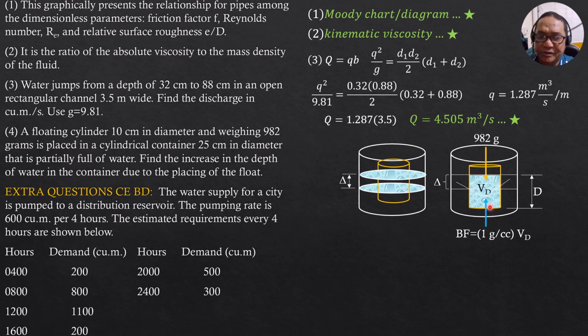Now, the radius of the floating cylinder is 5 cm. The radius of the container, bigger container, is 12.5 cm. So summation weight equals buoyant force. The weight is 982 grams and buoyant force is 1 times volume displaced. So volume displaced is also 982 cubic centimeters. From this volume displaced, we can compute the draft. The draft is, equating 982 to pi 5 square times the draft.